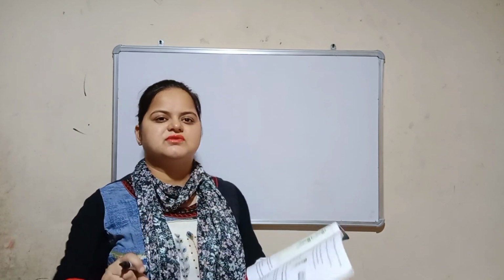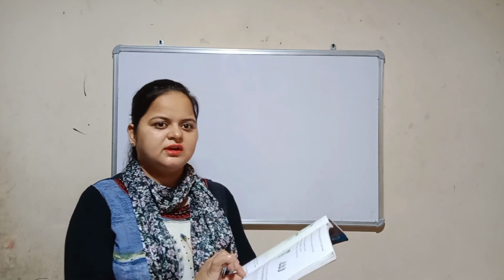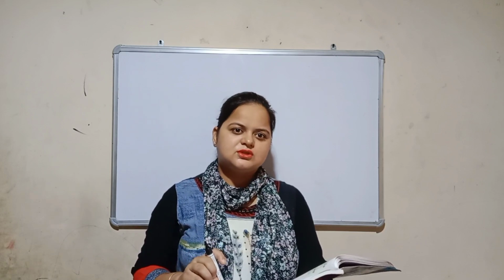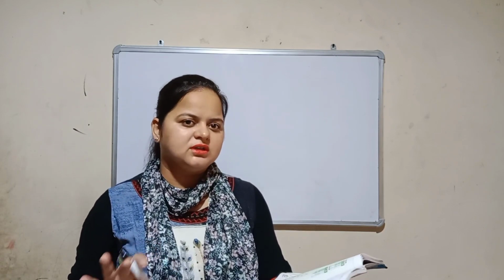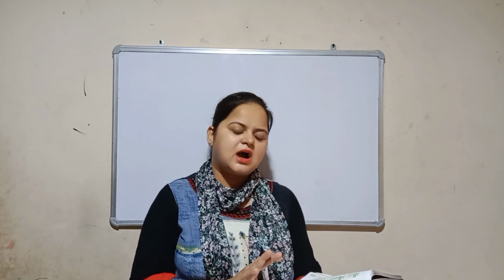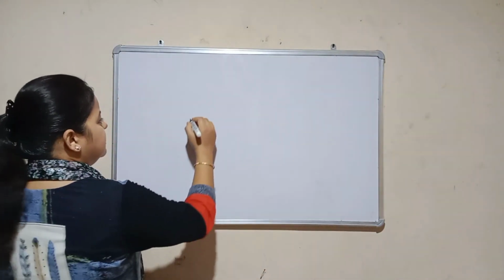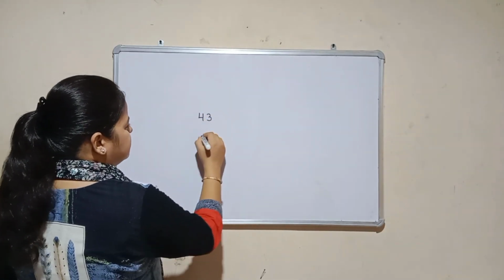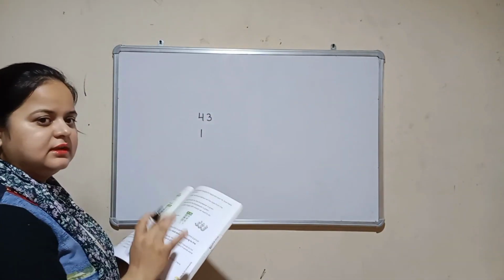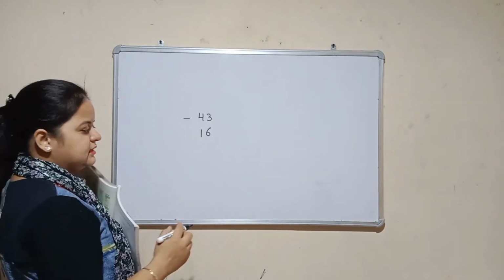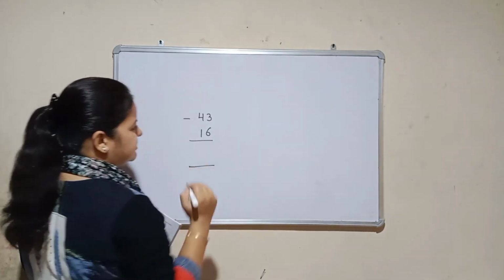And how many friends were boys? What is the question here? How many boys were there in the party? So how will we find out? Total friends invited 43, and girls, how many girls? 16. So we will do the subtraction. 43 minus 16. Total friends 43 and girls 16. Do the subtraction.